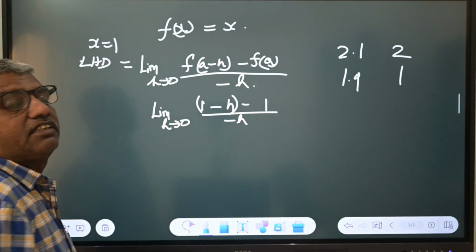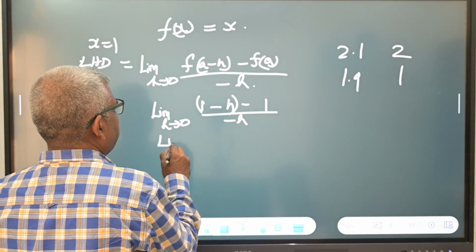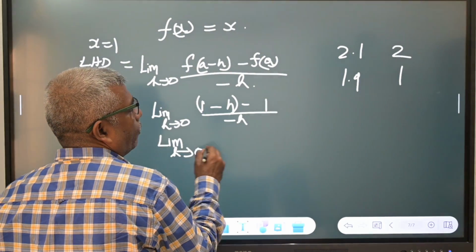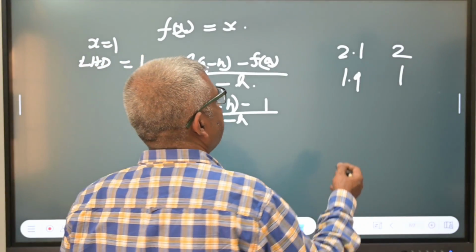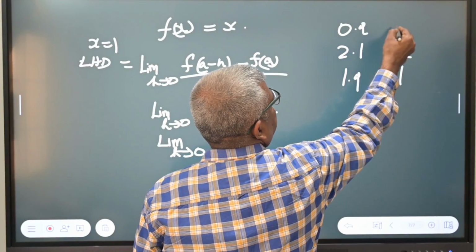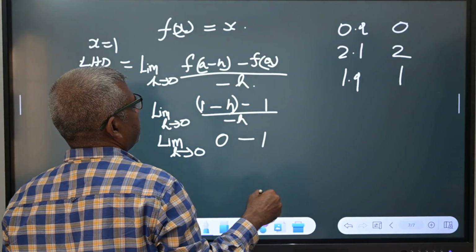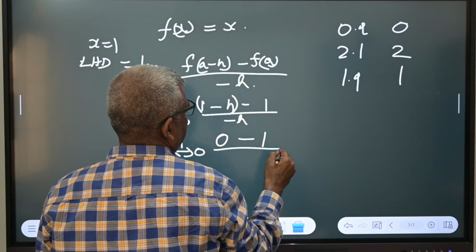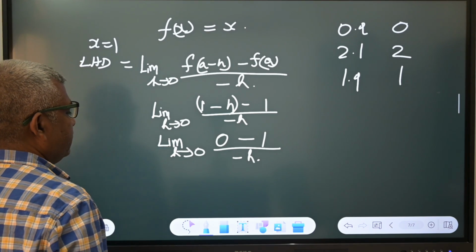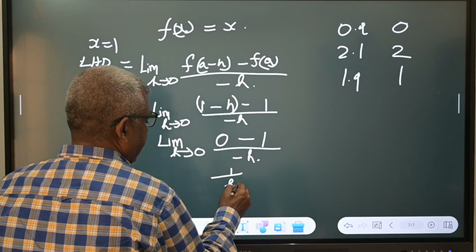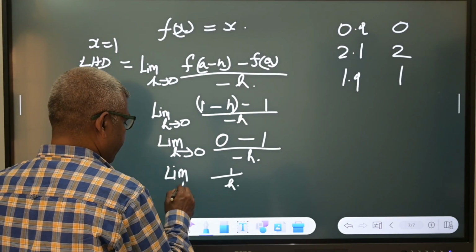this 1 minus h, the greatest integer is 1 minus h means 1, because it is the greatest integer we are seeing. 1 minus h means h value, let it be 0.1, so what will be there? 1 minus h is 0.9. 0.9 means always we have to see the left hand side, 0, minus 1 divided by minus h. So 1 by h tends to 0, so it will be infinity.